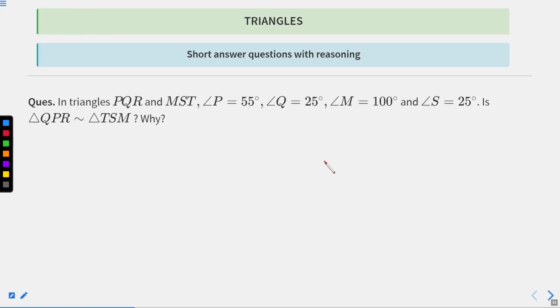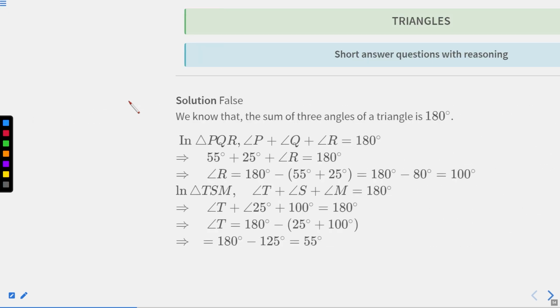In the next question, it says that in triangles PQR and MST, angle P is 55 degree, angle Q is 25 degree, angle M is 100 degree, and angle S is equal to 25 degree. It asks us whether triangle QPR is similar to triangle TSM, and if it is similar, then why. Okay, so now let us solve it.